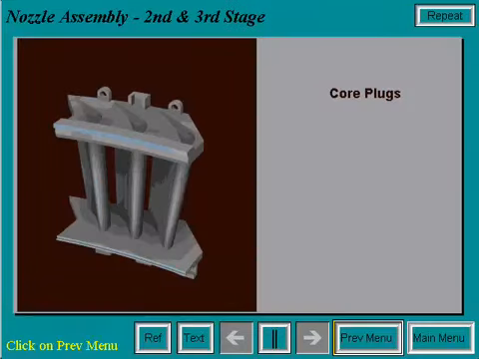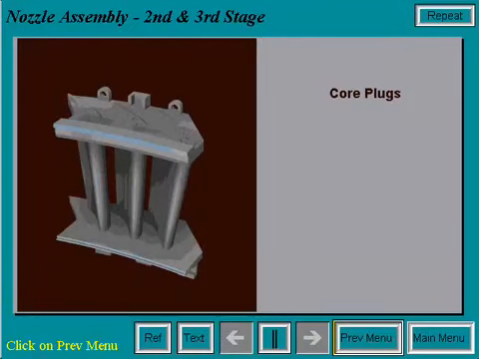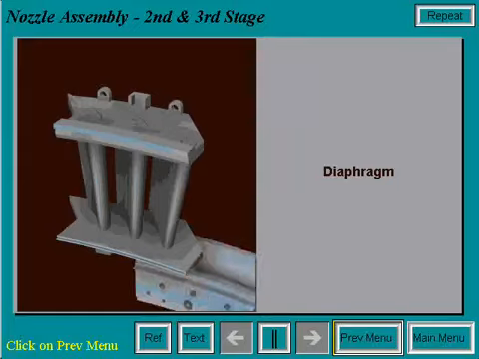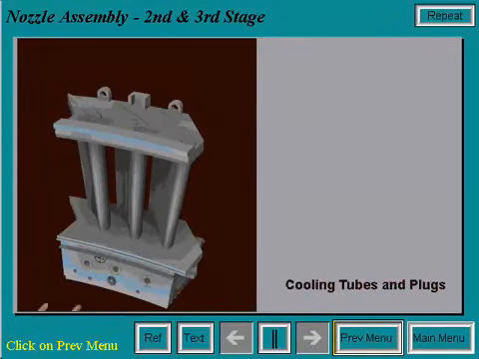To assemble the second stage nozzle, first a core plug is installed in the investment cast piece to allow for even cooling down the center of the bore of the nozzle segment. The diaphragm section is then attached and a pin is installed for nozzle to diaphragm alignment. Wheel space cooling tubes and plugs are installed in the diaphragm.